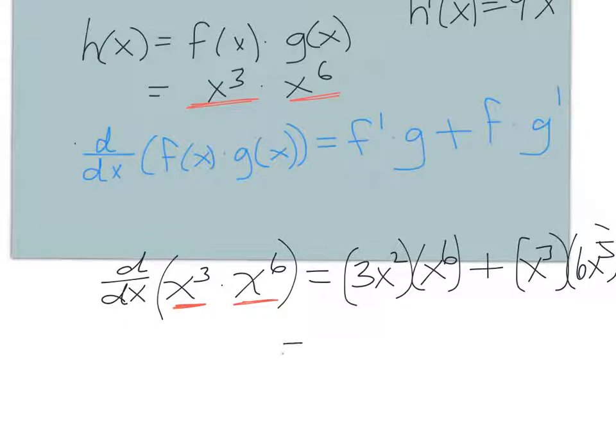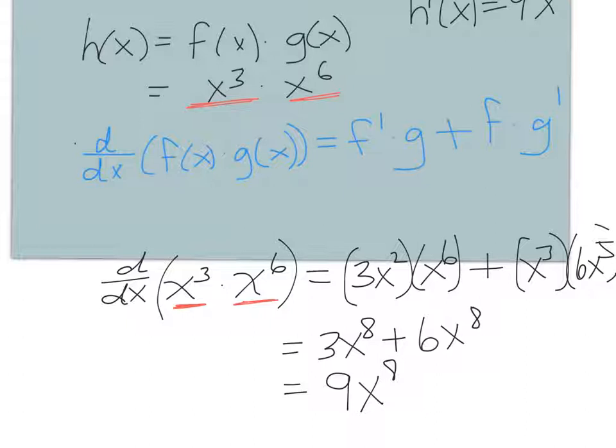Then I simplify that, so that's 3x to the power of 8 plus 6x to the power of 8, which is shockingly 9x to the power of 8. Okay, so like I said, on a question like this, you would never do this. You would just multiply it out, x cubed times x to the power of 6, and get the answer, and then take the derivative. That would be easier.